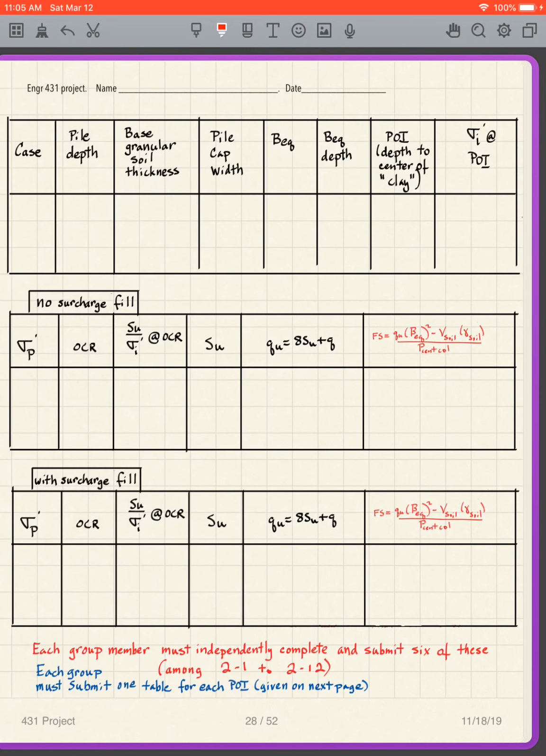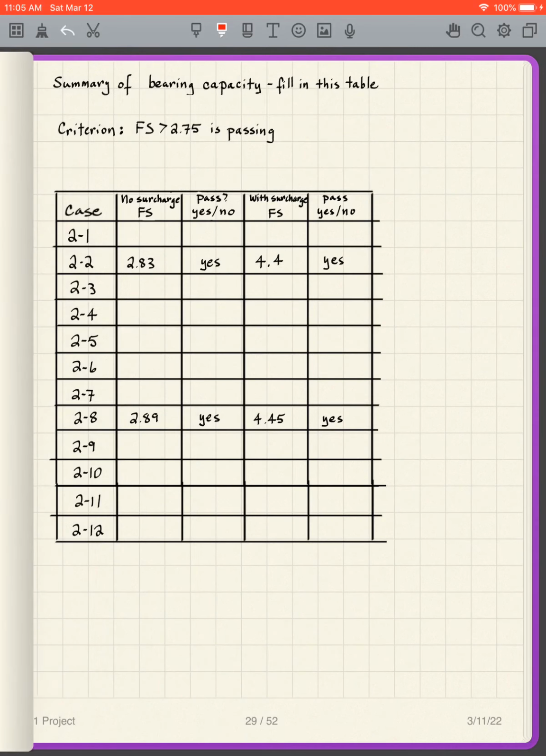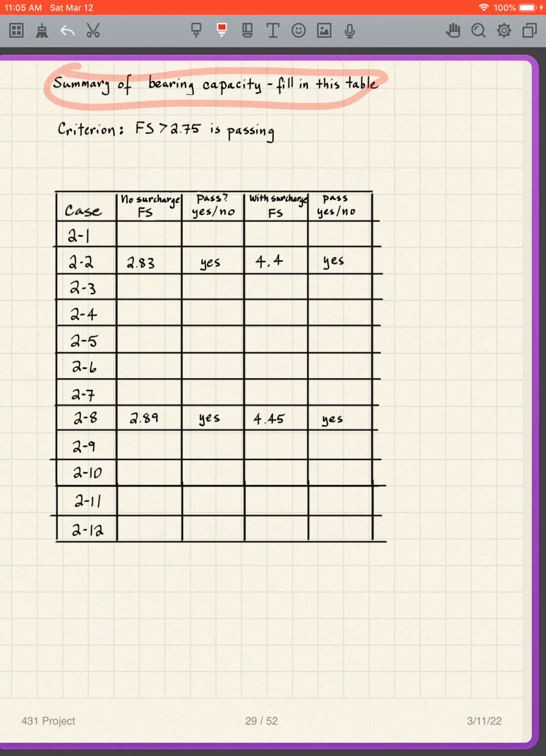So what you need to do is to fill out this table for each case. So you've got to complete 2.1 through 2.12. I've done a couple of them for you. So fill out this table. So you'll have a dozen of these pages when all is said and done. And then you fill out this table, which is the summary of the bearing capacity.